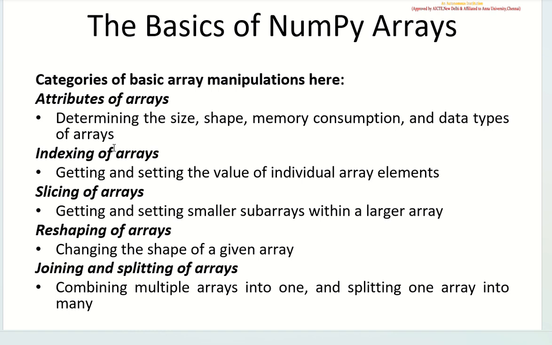The first topic is basics of NumPy arrays. Categories of basic array manipulations are attributes of arrays, which determine the size, shape, memory consumption, and data types of the array. Then indexing of arrays, getting and setting the value of individual array elements. Then slicing of arrays, getting and setting smaller subarrays within a larger array. Then reshaping of arrays, changing the shape of a given array, which means a 3 cross 4 matrix, a 4 cross 5 matrix, like that. Then joining and splitting of arrays, combining multiple arrays into one and splitting one array into many.